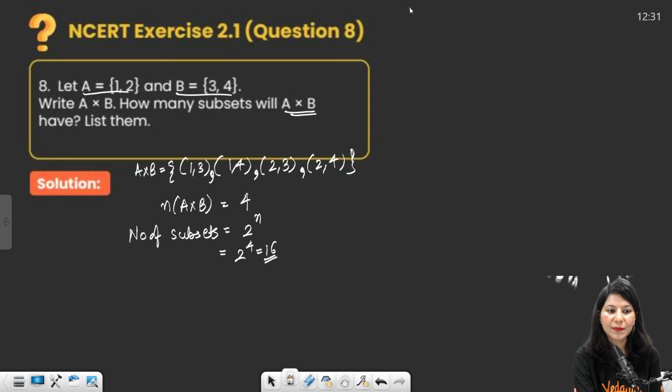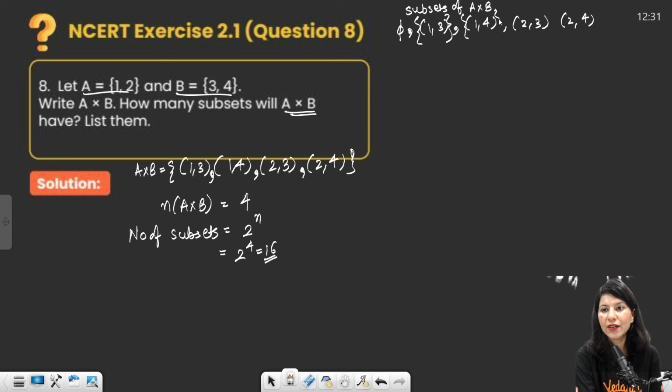Subsets of A cross B. Chalo. First, the null set, that is the set having 0 elements. Then sets having a single element or single ordered pair: (1,3), (1,4), (2,3), (2,4). Okay. So how many are already listed? 1, 2, 3, 4, 5. 5 already listed.